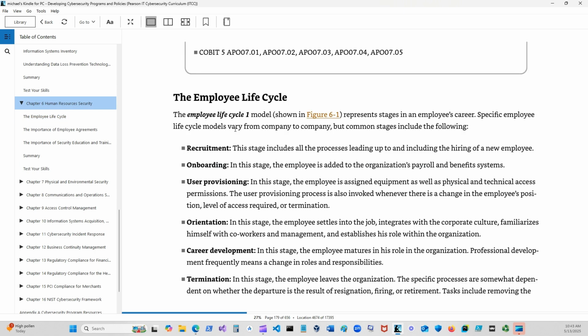The employee life cycle. The employee life cycle needs to be monitored. Employee life cycle models vary from company to company, but common stages include the following: recruitment. This stage includes all the processes leading up to hiring new employees, and then all the way down to their termination, right? Orientation, all that.